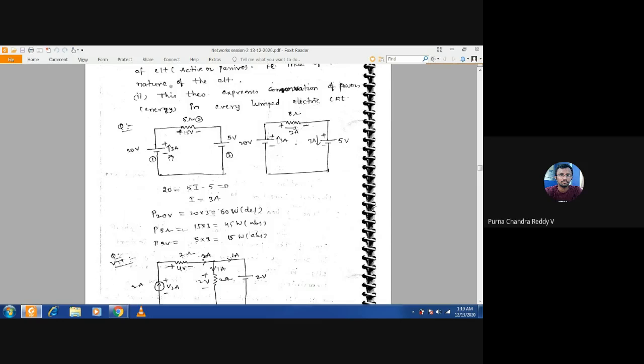Once you get I, now just listen to me. Whenever current is moving from minus to plus, the power delivered is positive and power absorbed is negative. Whenever the current direction is from minus to plus polarity, power delivered is a positive value. Similarly, whenever the current is from plus to minus, power absorbed is positive and power delivered is negative. Is it okay?